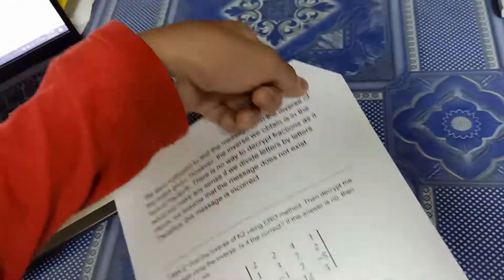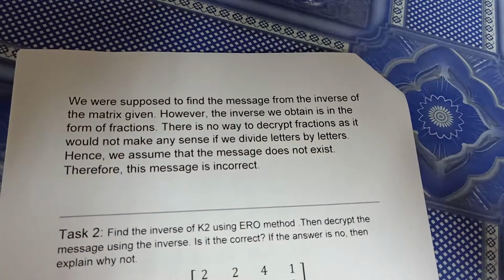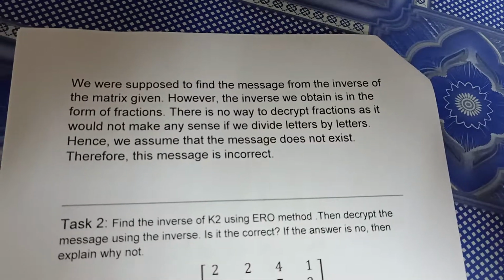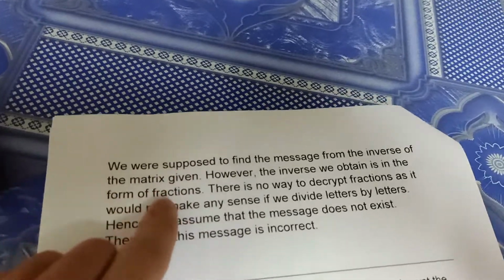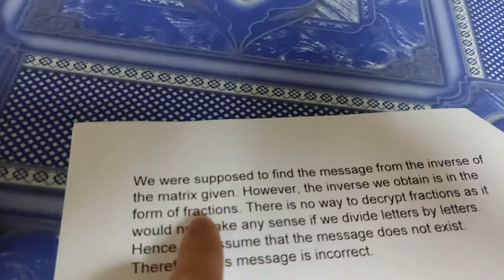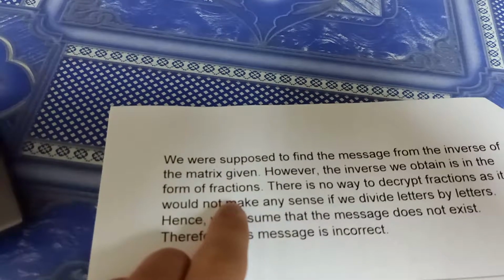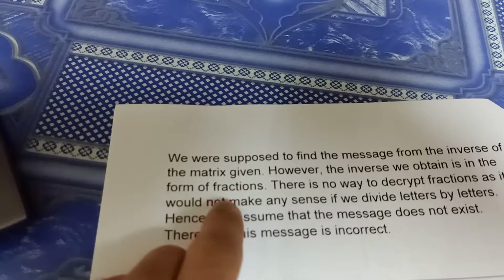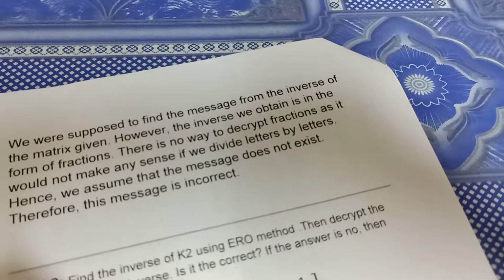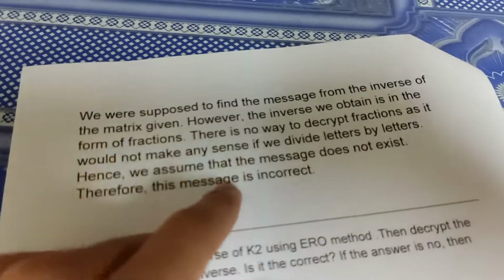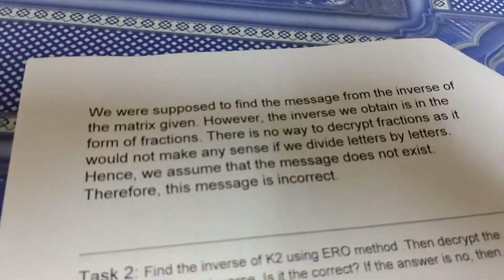We were supposed to find the message from the inverse of the matrix given. However, the inverse we obtain is in the form of fractions. This is a big factor in making sure that we get the right answer, since if we get our answer in the form of fractions, that means we don't actually have the right answer. We cannot decrypt the fractions because it would not make any sense to divide letters by letters. This message K1 is incorrect.